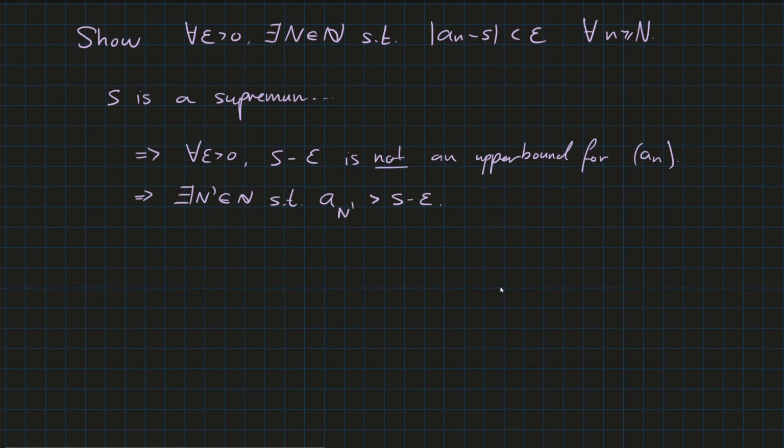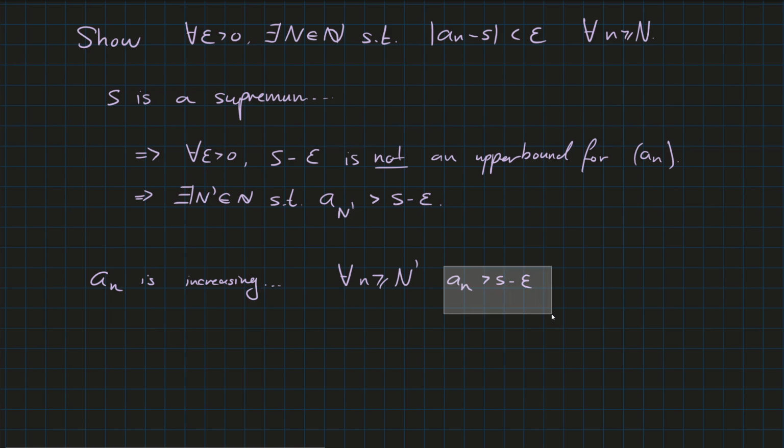Okay, but a_n is increasing. So what this tells us is that for all n greater than or equal to this N prime, a_n is greater than S minus epsilon. Certainly a_n is less than S. Oops, a_n is bigger than S minus epsilon.